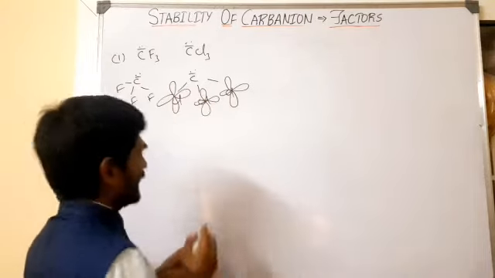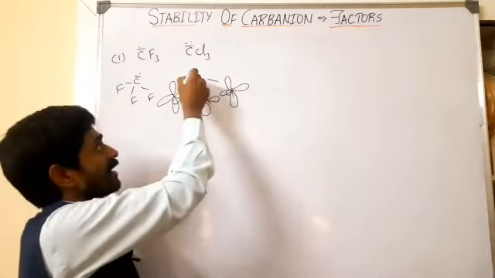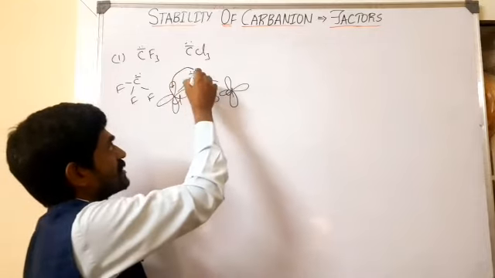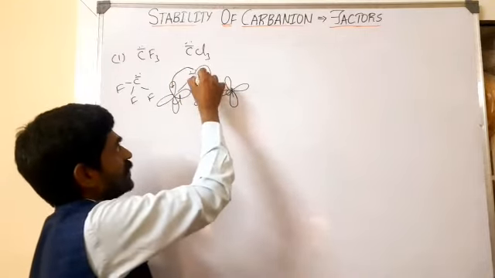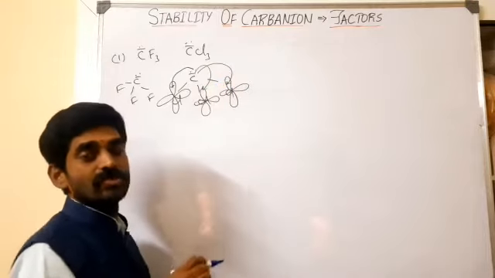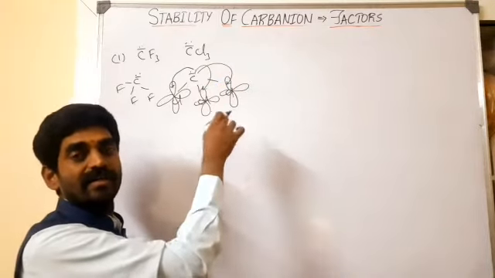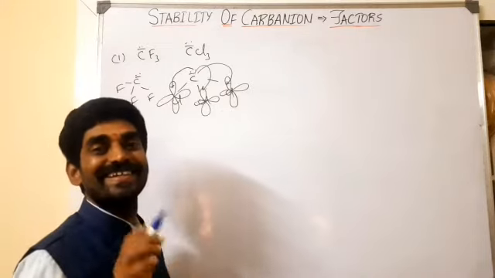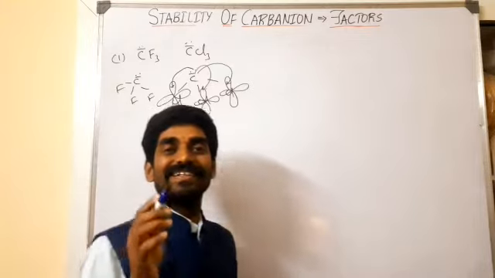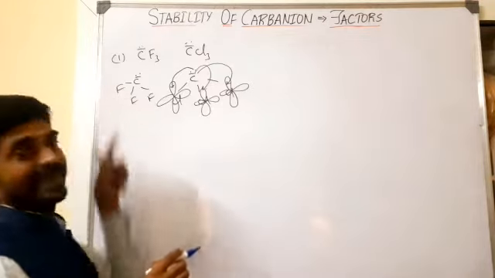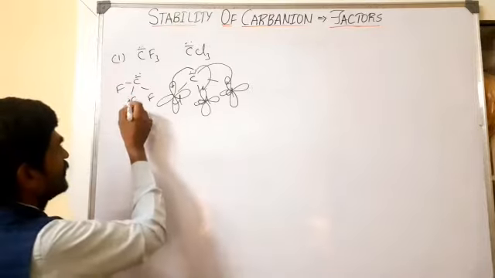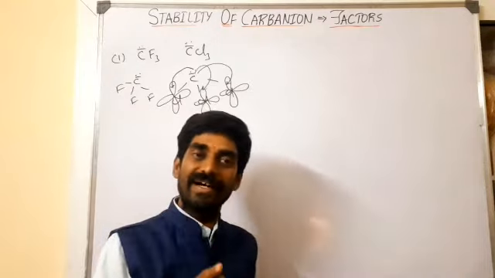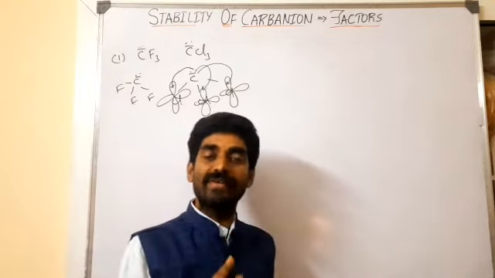Now the negative charge accumulated over the carbon atom is delocalized into d orbitals. There is dispersal into d orbitals. This type of dispersal of negative charge on the carbon into the vacant d atomic orbitals is called d orbital resonance. The d orbital resonance is not observed in CF3 minus. Why? Because in fluorine there are no vacant d orbitals. Fluorine's atomic number is 9. It has 1s2, 2s2, 2p5 configuration.